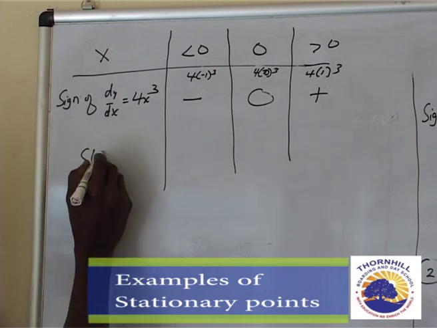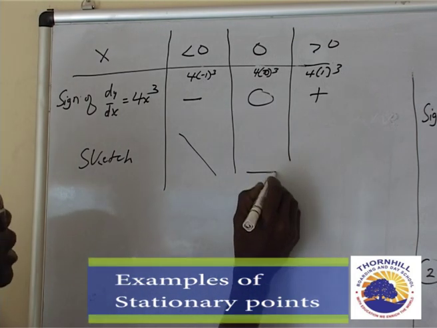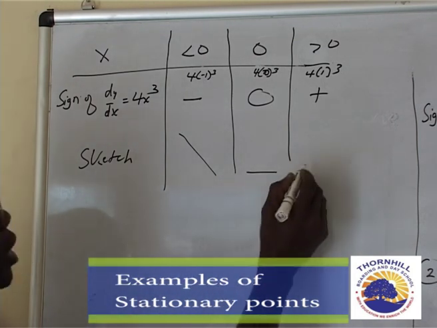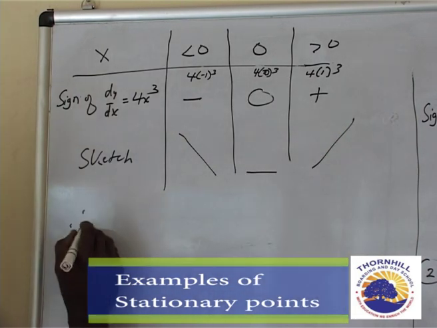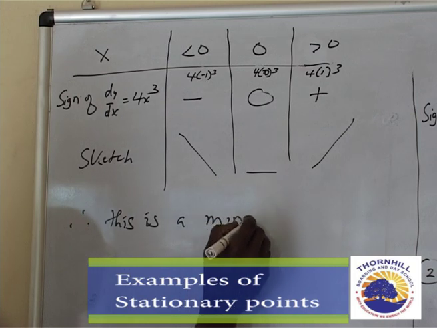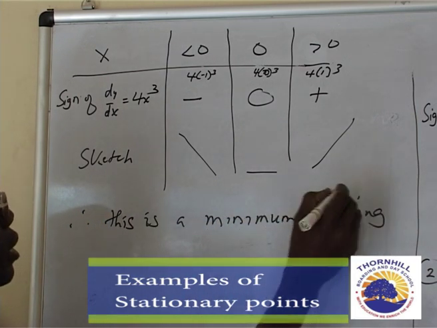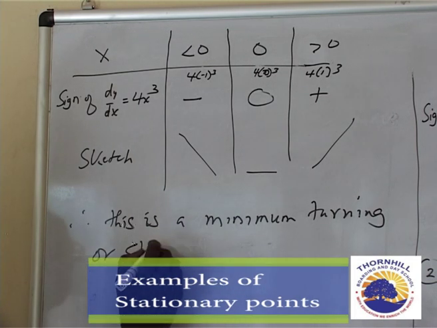Then you make a simple sketch to know the nature. Negative means the curve is coming down. 0 means parallel to the x-axis. Positive means it's going up. Therefore, this is a minimum turning point, a minimum turning or stationary point. Very simple.